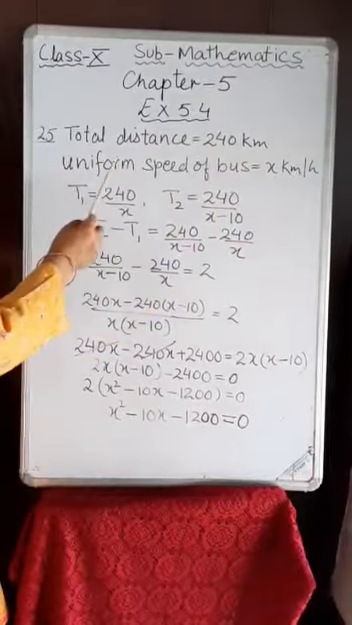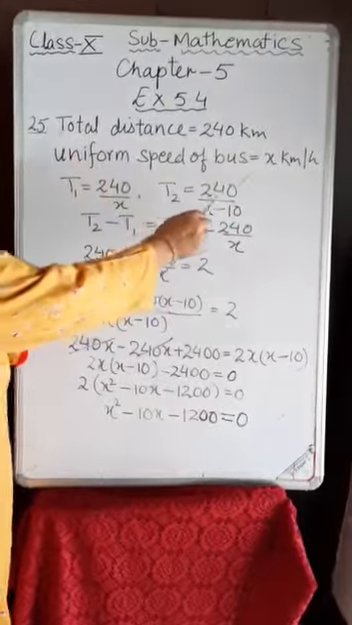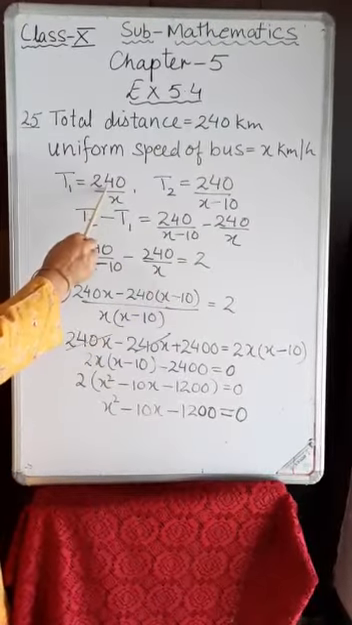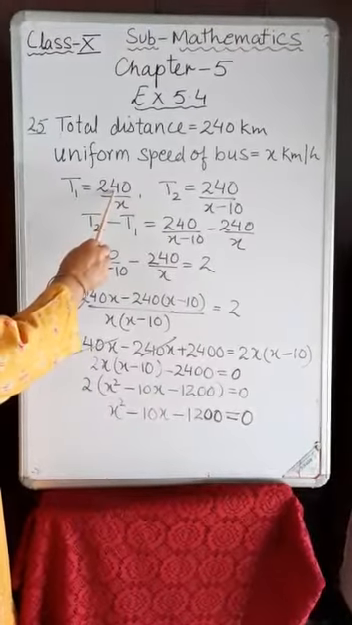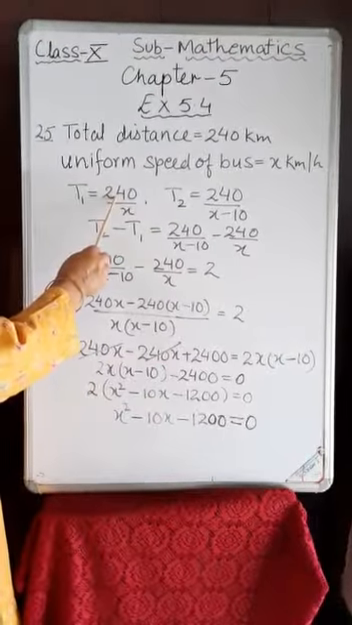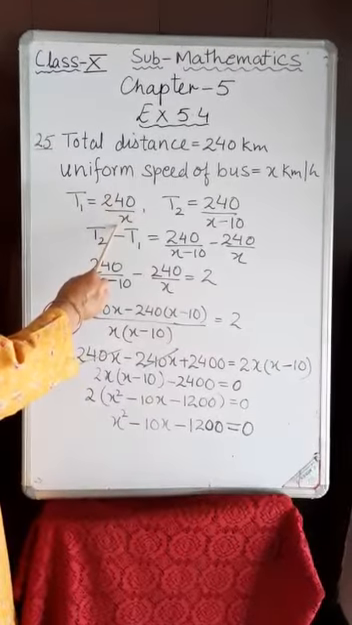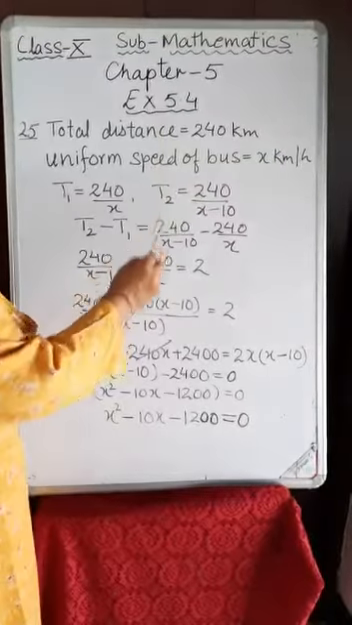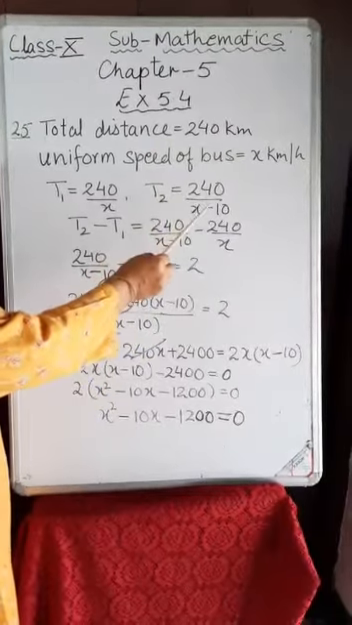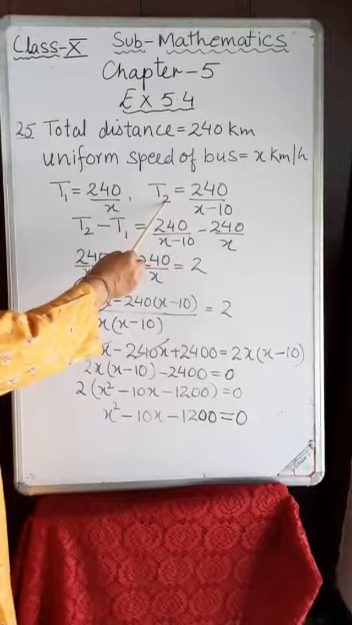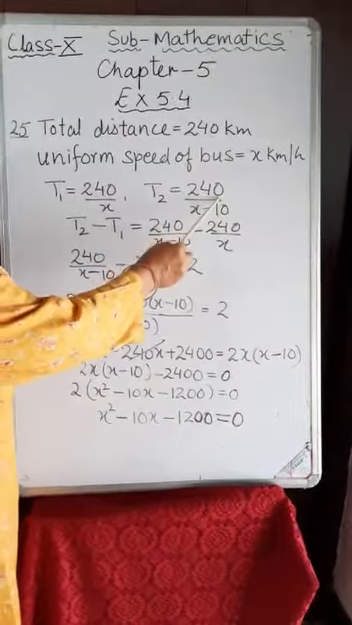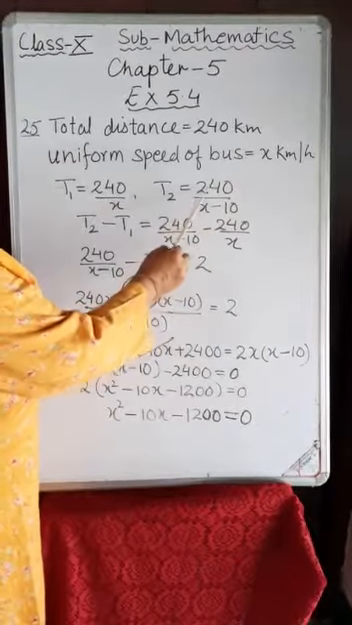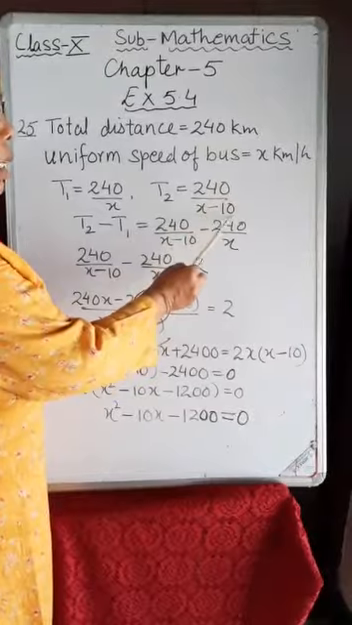Generally when the bus is going with the uniform speed, the time taken by the bus is given by the formula time equals distance upon speed. So distance is 240 km and speed is x km per hour. Due to heavy rain, as the speed of the bus is reduced by 10 km per hour, the time taken by the bus is 240, that is the distance is the same, and the speed is x minus 10 km per hour. So T2 equals 240 upon x minus 10.